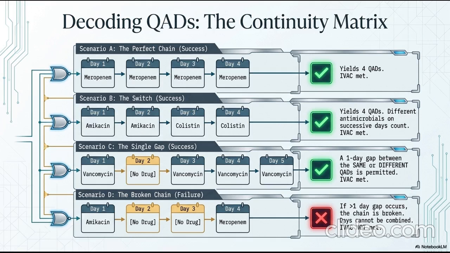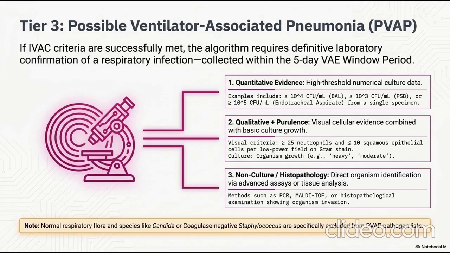The missing link for IVAC, qualifying antimicrobial days, QADs. QADs serve as an objective surrogate for a physician's suspicion of infection. The agent must be new, meaning it wasn't given in the 2 days preceding the start date, and it must be started within the VAE window period. We only count systemic therapy. Topical or irrigation routes are excluded.